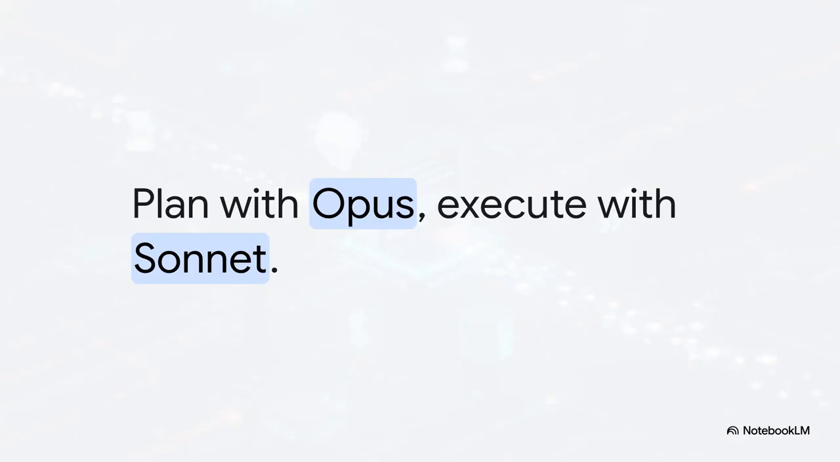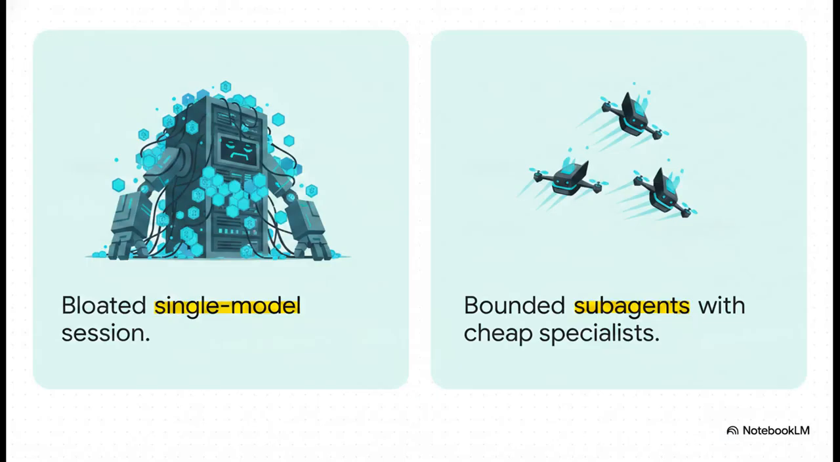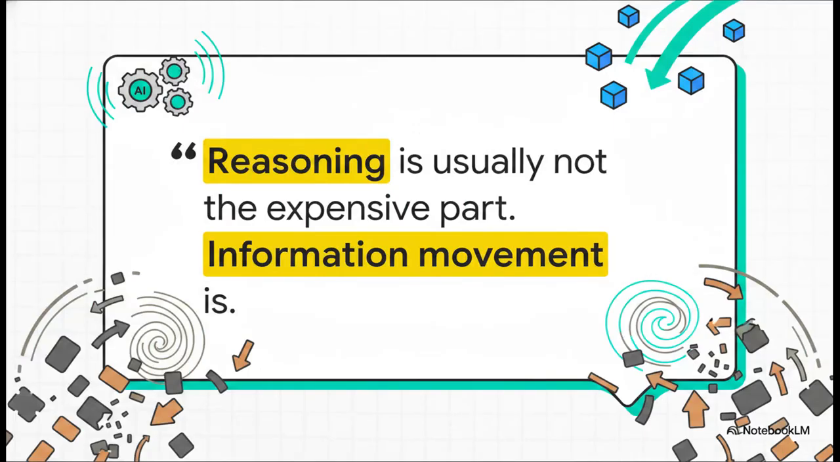Here's a brilliant power user trick. Plan your architecture with Opus, but execute the code with Sonnet. Ditch bloated single sessions. Delegate to bounded subagents using specific, cheap profiles to preserve that context window. Remember, reasoning isn't actually the expensive part here. The real cost is moving useless information around.